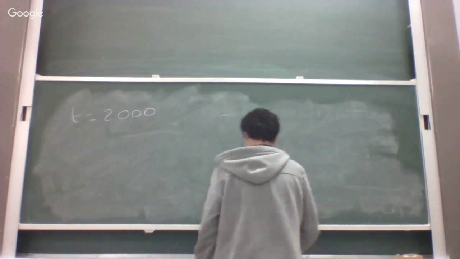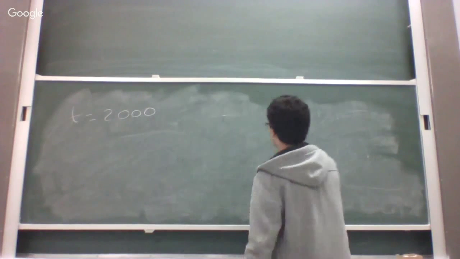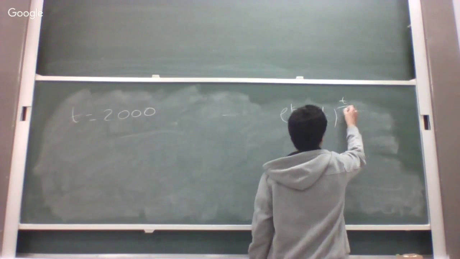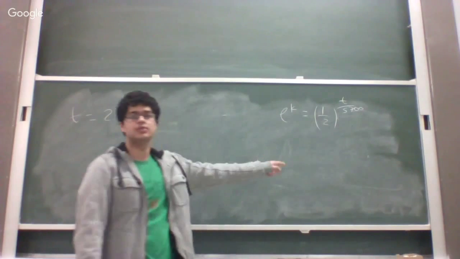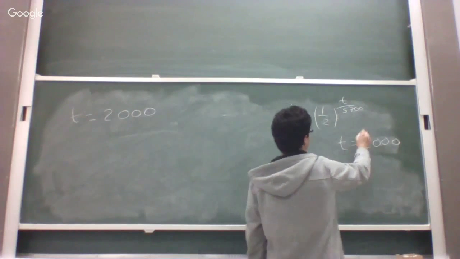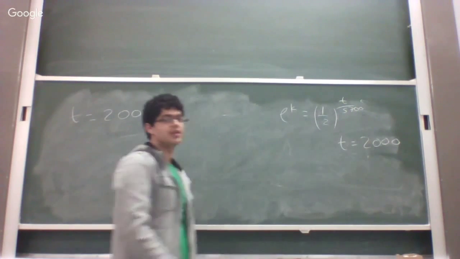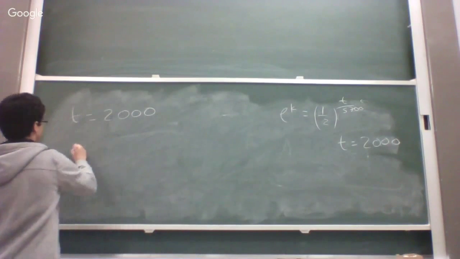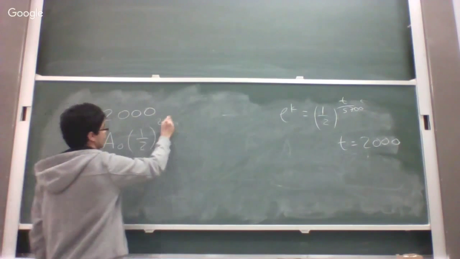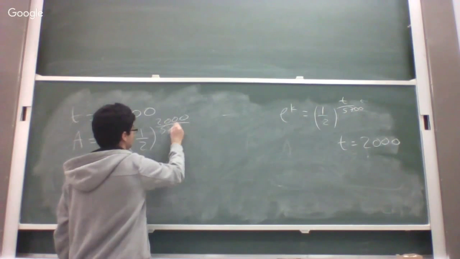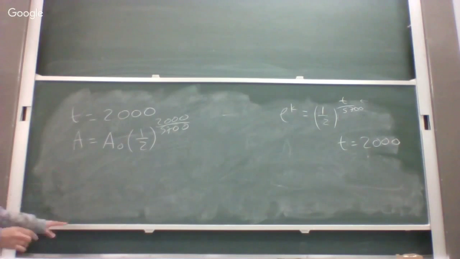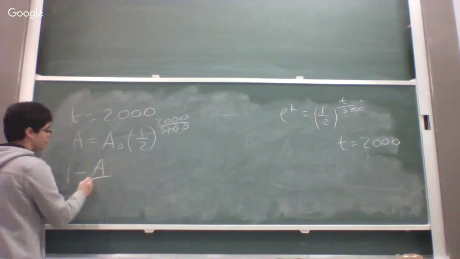Make sure you guys all understand this problem. We found that e to the k is equal to 1/2 to the t over 5,700. You all agree with that? Given t is equal to 2,000, we can just plug that in, and that would be our e to the k. We have the formula A is equal to A0 times 1/2 to the 2,000 over 5,700. If they're asking what is gone, it would be 1 minus A over the initial amount.